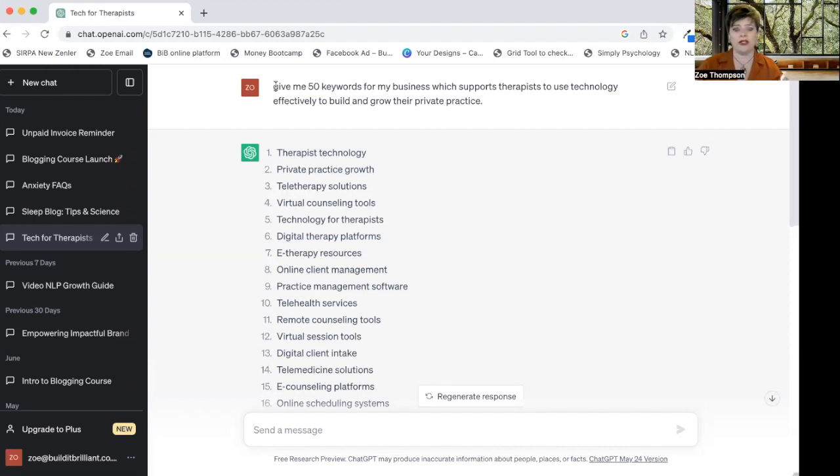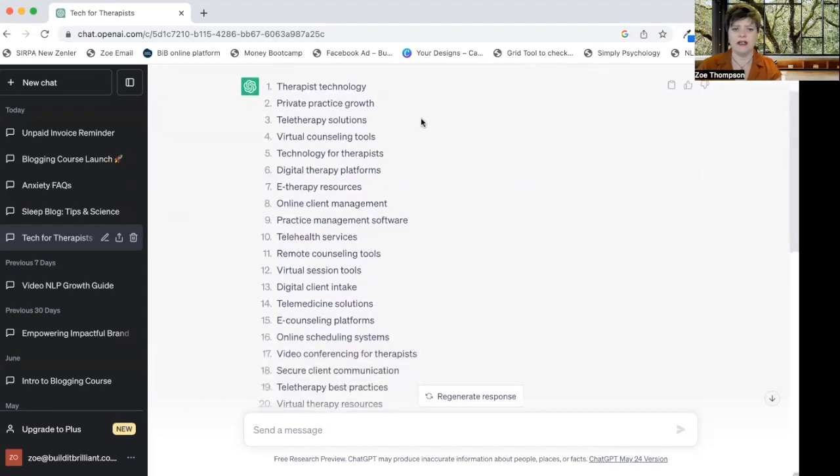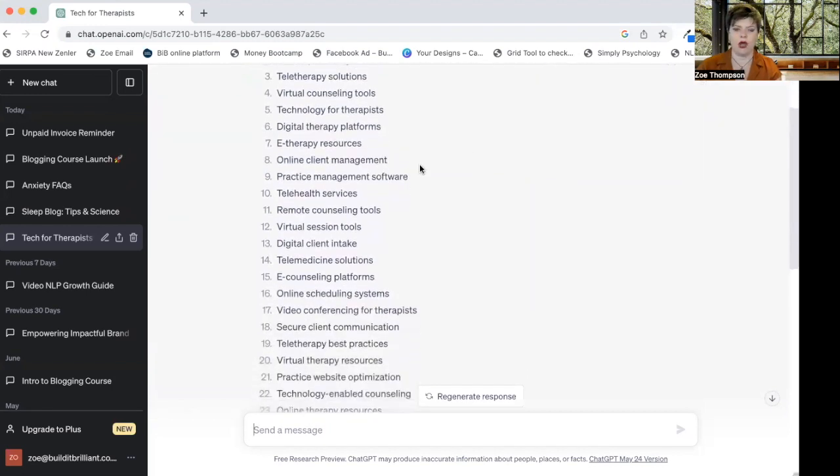It's really good at giving you a whole selection of keywords and doing the beginnings of your keyword research. So: give me 50 keywords for my business, which supports therapists to use technology effectively to build and grow their private practice. So you can put in, give me, you know, 100 keywords for my business, which is a therapy business helping people with anxiety, stress, and weight loss. And it will give you a huge selection of keywords.